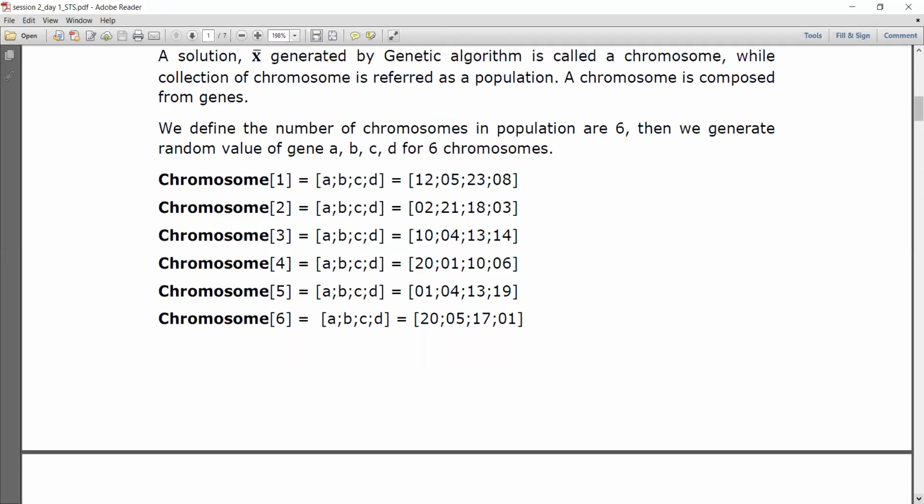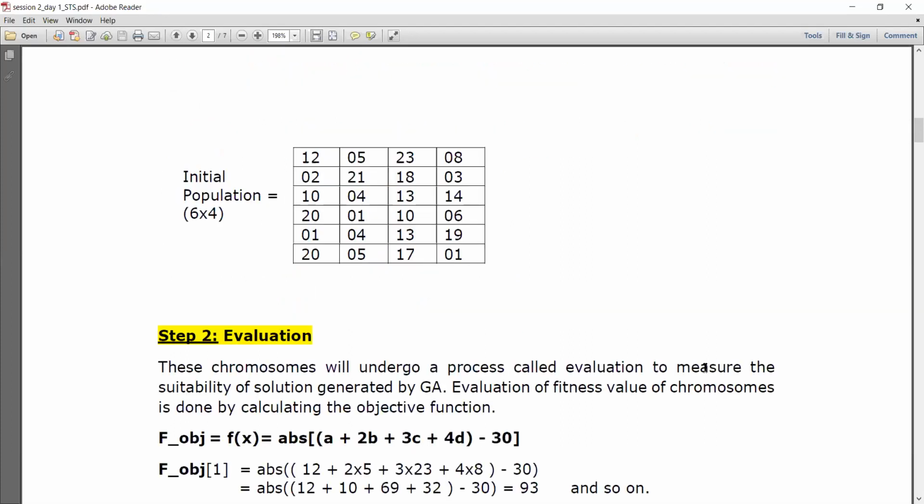We have got a matrix of size 6 rows, 4 columns. Each row represents one solution. I have 6 solutions now. Done. And now let us go for the next step. See here, I have shown you a matrix. This matrix is the answer for the first step, which is initialization.